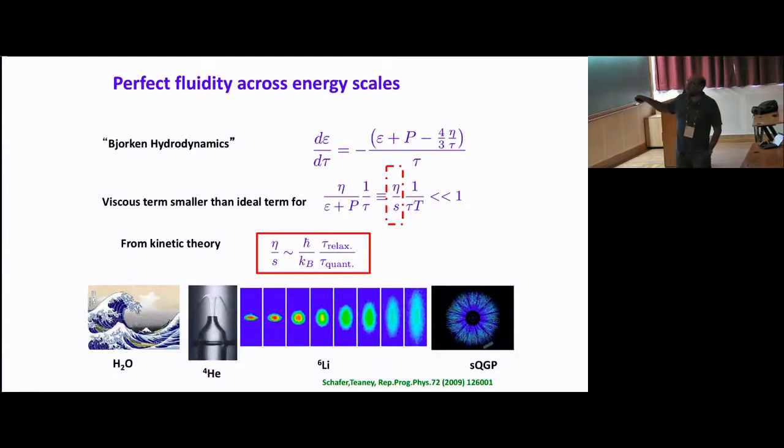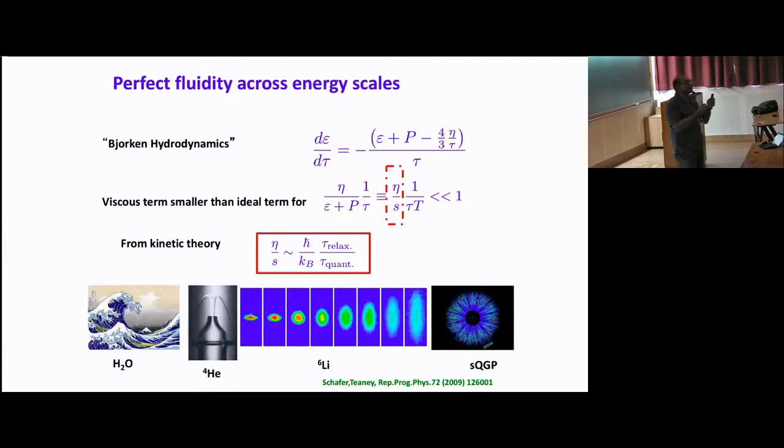It's the ratio of Planck's constant divided by Boltzmann's constant times the ratio of the relaxation time of a shear that you apply to the system. So suppose you had a system, right? So a fluid, and you apply a shear to it, and you see how that shear relaxes in time. It's a ratio of that relaxation time to the intrinsic quantum scale in that fluid, which would be the de Broglie wavelength of that fluid.